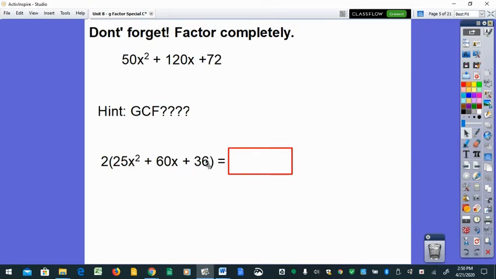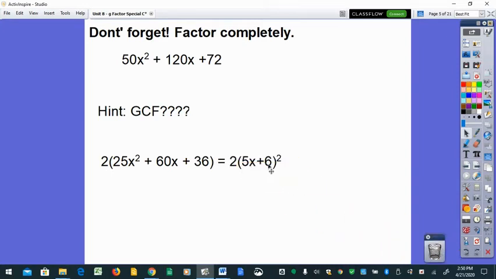5x, 6. 5x times 6 is 30x, and double it. This is a perfect square trinomial because you've got that 30x on the outer, and a 30x on the inner to give you the 60x. So this is going to be identical twins. They'll both be positive. 5x on the front, 6 on the back, and the 2 comes along for a ride.